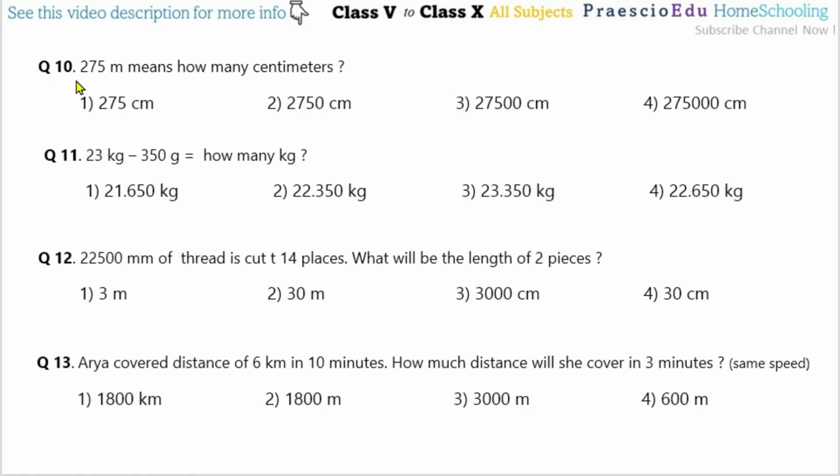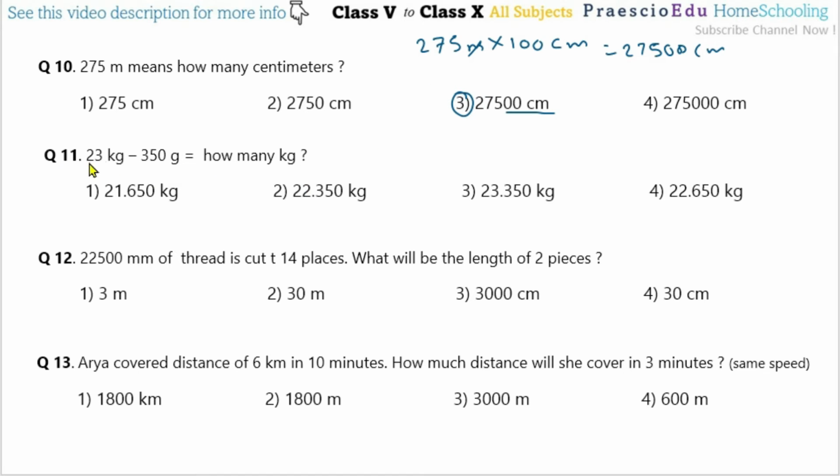Now question number 10, 275 meter means how many centimeter? For this one we have to multiply by 100, because 1 meter is equal to 100 centimeter. So it will be in centimeter, so 275 then 00, this is centimeter. So 275 and 00. Like this, option number 3 is the correct one.